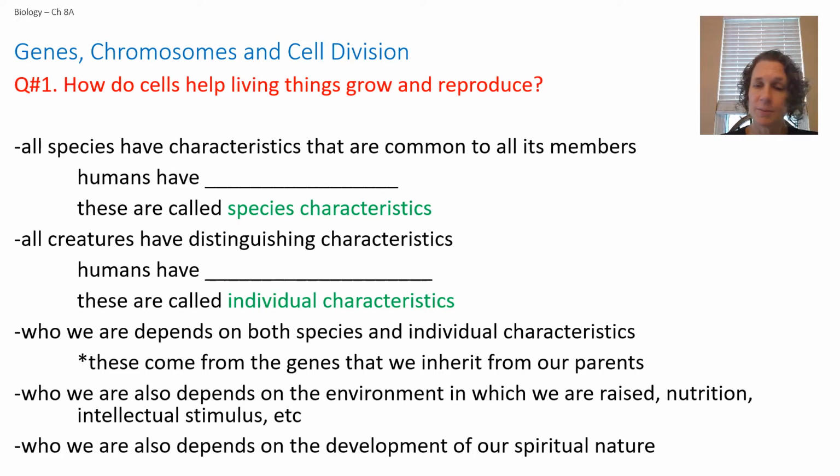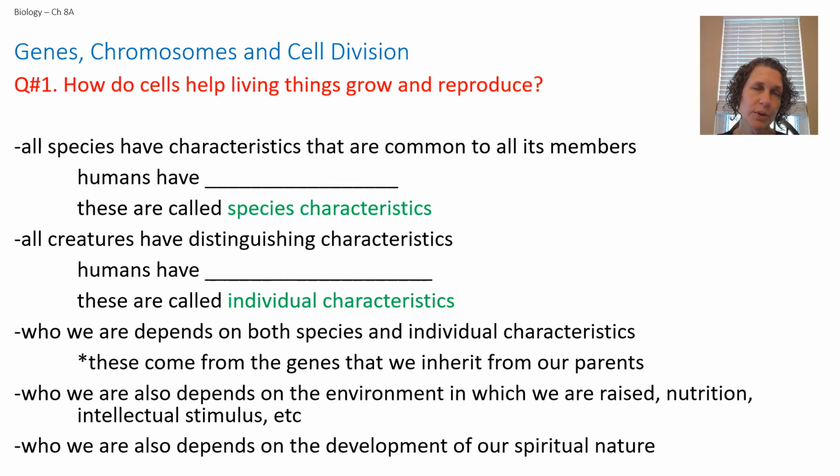So here we go. First things first, this is all about how cells within organisms help the living organisms grow, and how they help them reproduce. We're going to start out with what we call species characteristics. Every member of a species has characteristics that are common to all of its members.